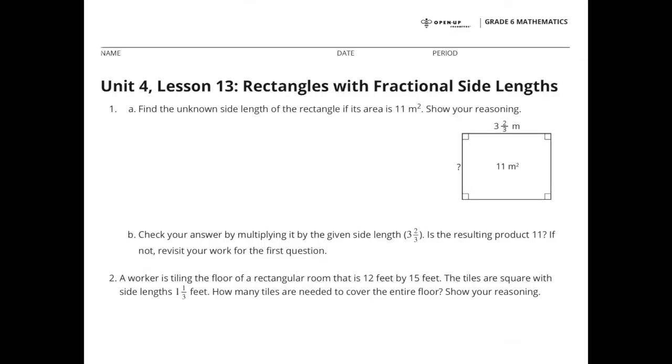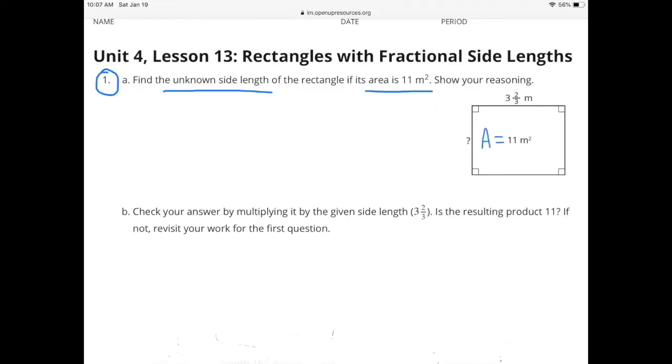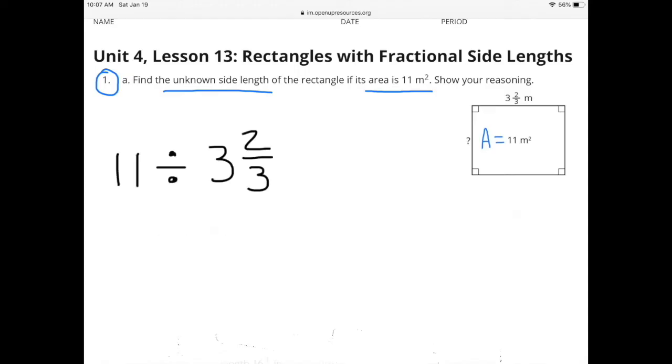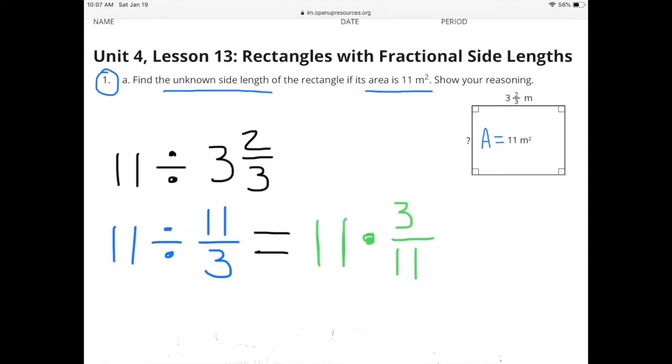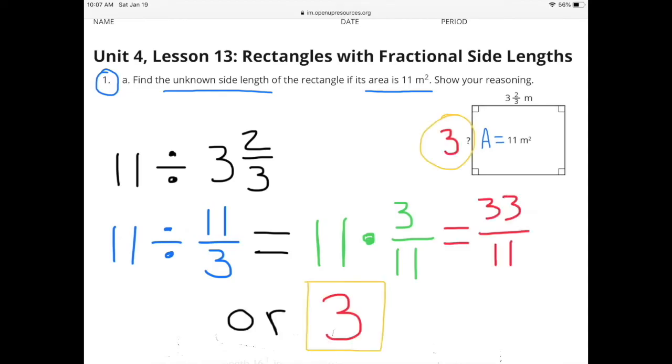Unit 4, Lesson 13, Rectangles with Fractional Side Lengths. Number 1. Find the unknown side length of the rectangle if its area is 11 meters squared. Show your reasoning. 11 divided by 3 2/3 is the same as 11 divided by 11/3, and 11 times 3/11. 11 times 3/11 is 33/11 or 3.